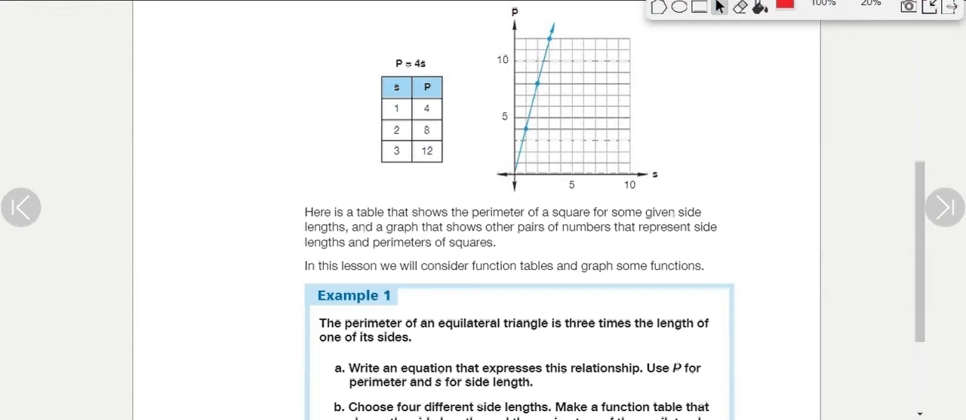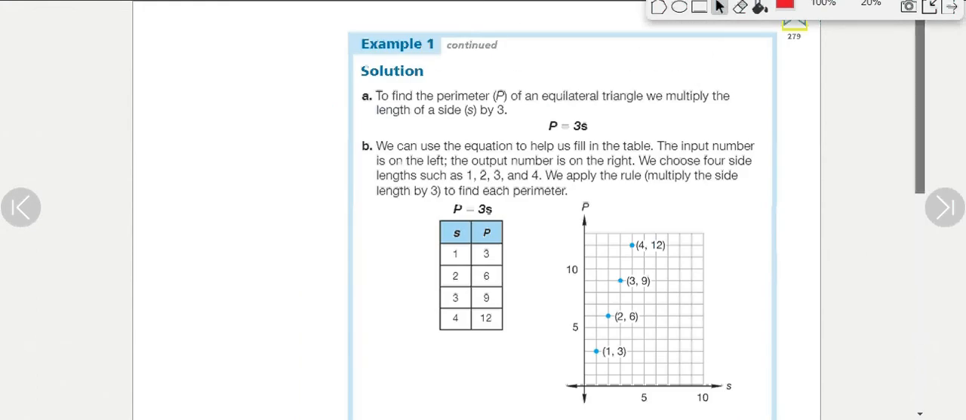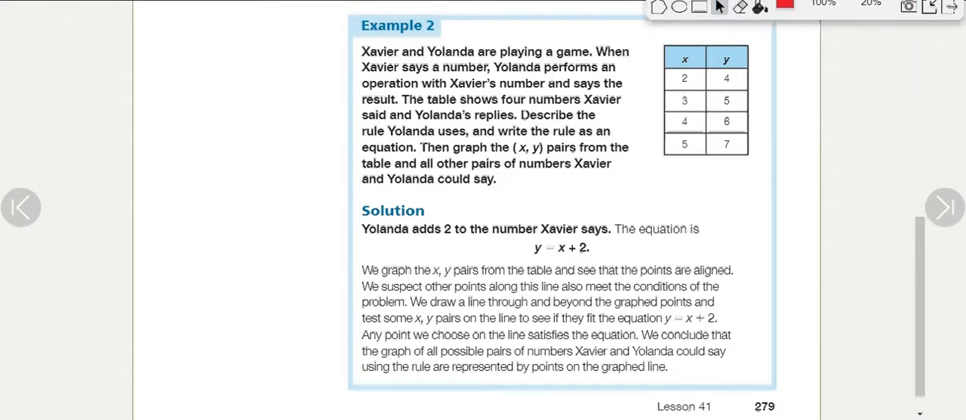I do a similar problem in example 1. Let's move on past it to example 2. Xavier and Yolanda play a game where he thinks of a number. Yolanda performs a regular, consistent operation, whatever that may be, we don't know, and spits out a Y, a new number. Xavier says 2, Yolanda says 4, Xavier says 3, Yolanda says 5, and so on. You might see some pattern going on, right? Every time Xavier says a number, Yolanda adds 2. Yolanda's number is Xavier's plus 2.